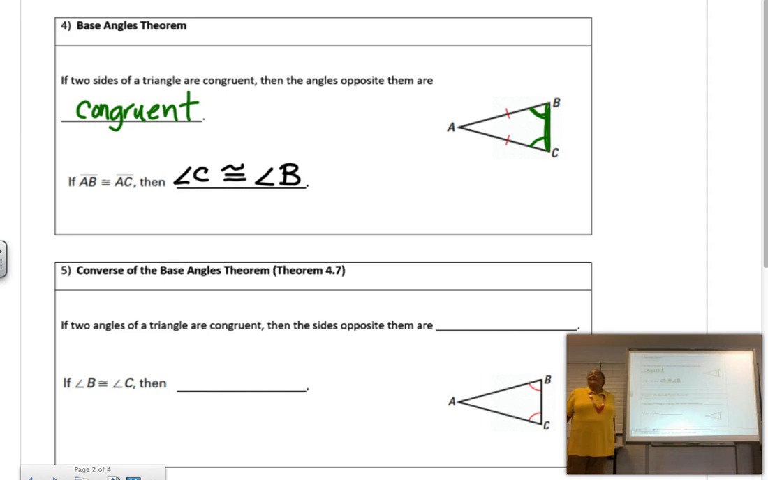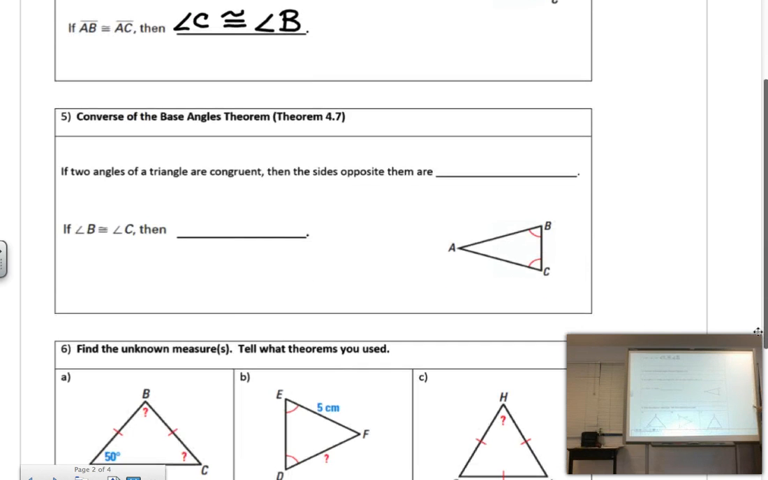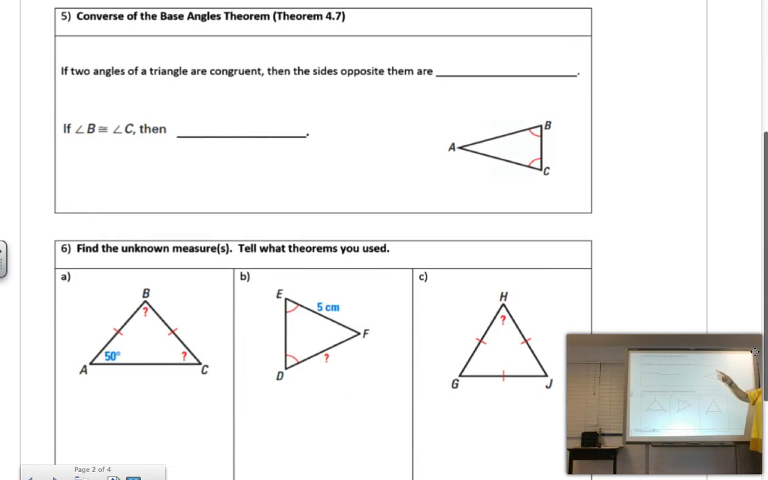Okay, now do you remember what the converse is? What do we do with the converse? Thank you, everybody who crossed your arms. We switch. So if we're switching, here we talked about if the sides are congruent, then the angles opposite them are going to be congruent. So if we switch that, we're going to be saying, if the angles opposite the sides are congruent, then the 2 sides of the triangle are congruent. If 2 angles of a triangle are congruent, then the sides opposite them are congruent.